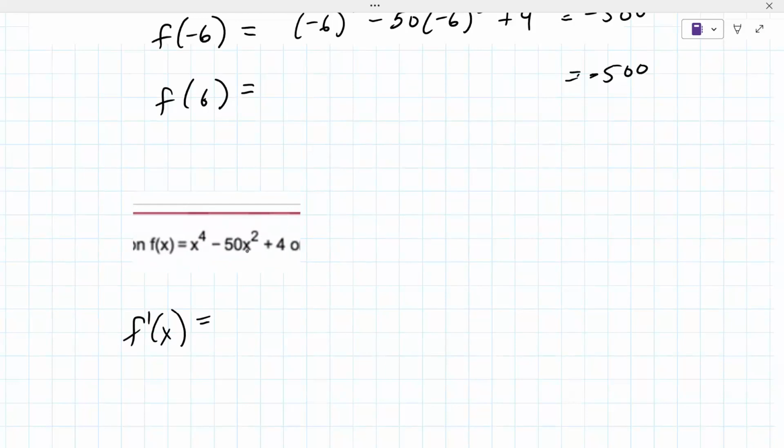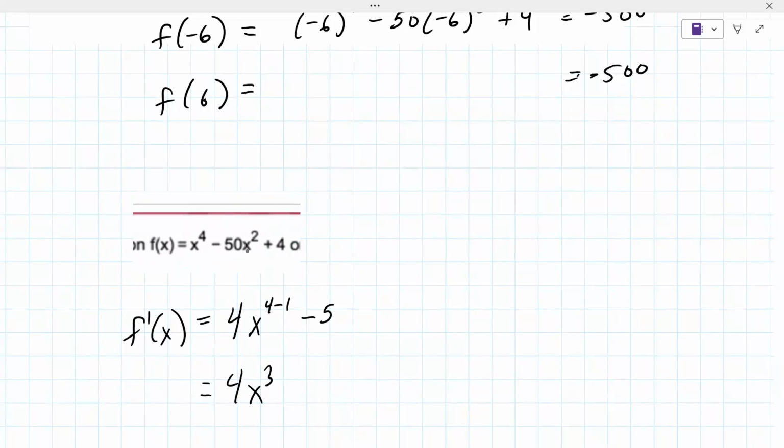Any idea what the derivative of x to the fourth is? Okay, so you bring the exponent down, and then you subtract 1 from the exponent. Does that make sense? So it becomes 4x to the power of 3.